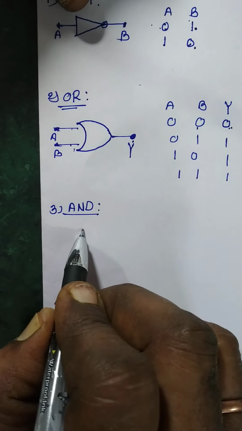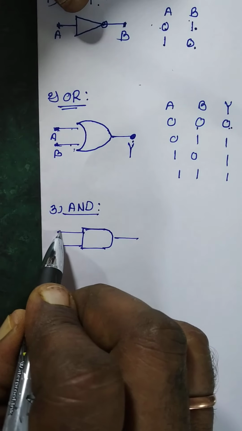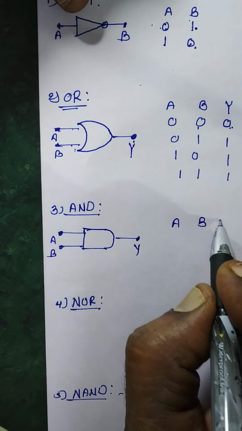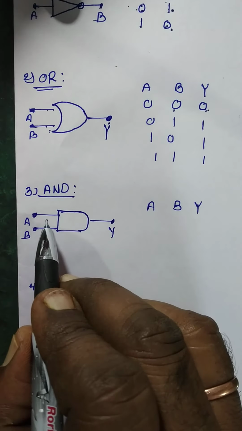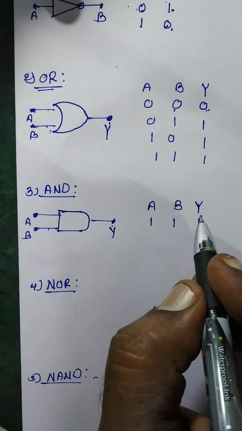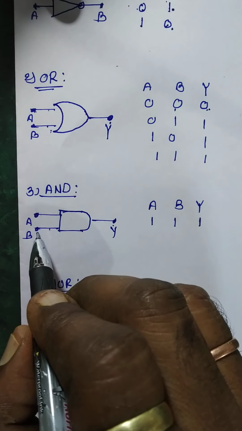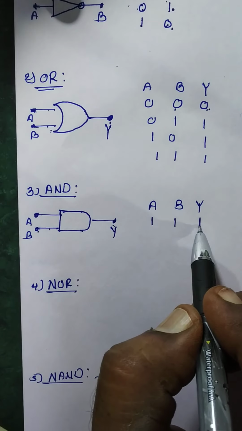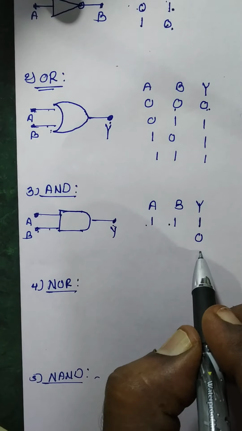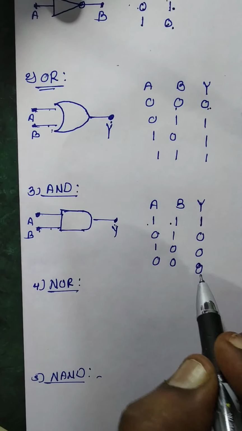AND gate. A logic gate which has two or more inputs, means A, B, and the output Y. A logic gate which has two or more inputs but only one output, such that the output is high only when all inputs are high, means otherwise 0: 0, 1, 1, 0, 0, 0 becomes 0.